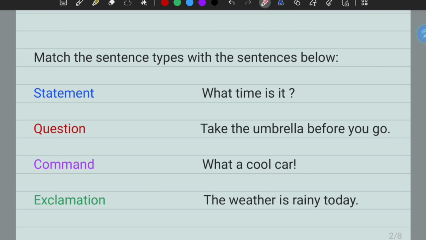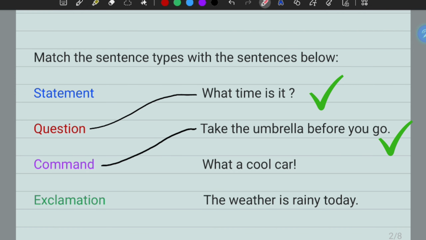Okay, all right, now we're going to go through these together and find out if you got them right or not. Okay, so I'm going to read the question first. I've got, what time is it? Well, I've got a question mark at the end, and I've started with a question word, so it is a question. The next one, take the umbrella before you go. I've got a full stop at the end, so it's not an exclamation, and I've started with an imperative verb, a bossy word. So it is a command. I'm being told to take the umbrella before I go.